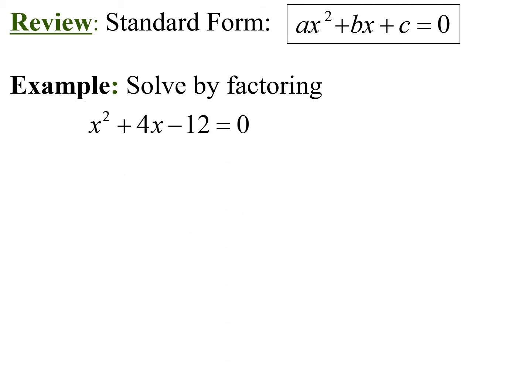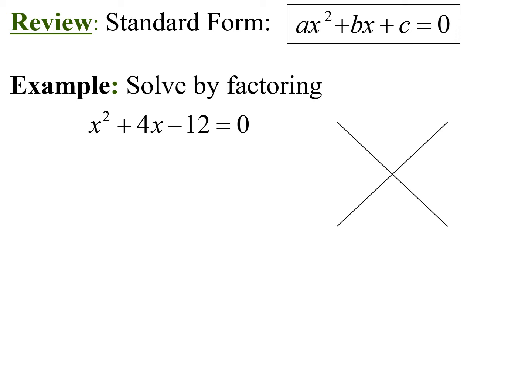So here we have x squared plus 4x minus 12 equals 0. This is in standard form, so we don't need to make any adjustments, but we always want to check that as we begin. Now we're going to use the X method to factor. This is just a way of organizing your work.